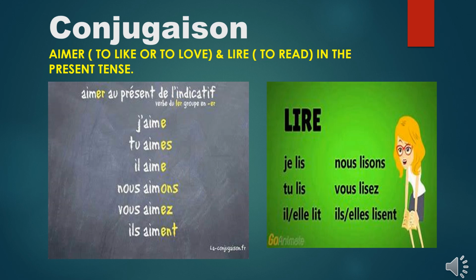And nous aimons. We like or we love. Vous aimez. You like, this is you plural, or you love. Ils aiment. So you will notice that ils you join with m, but ent is not pronounced.